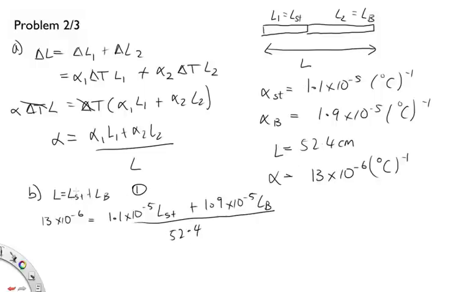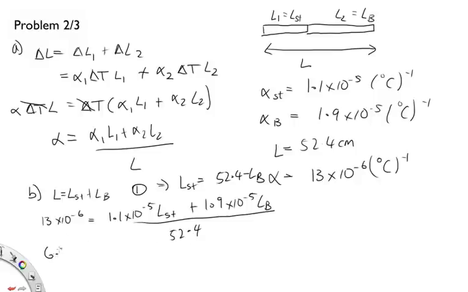Okay, so let's rearrange this one. We've got L is 52.4, so that tells us that the length of steel is equal to 52.4 minus the length of brass. So we can substitute this in for the length of steel in this equation. Let's multiply this by this to get it out of the way.